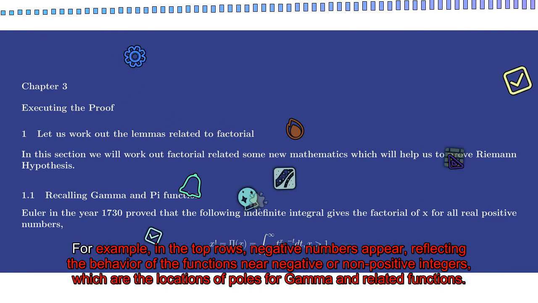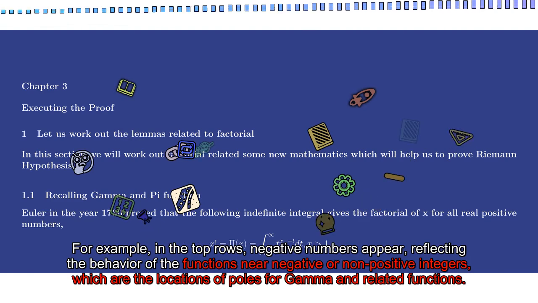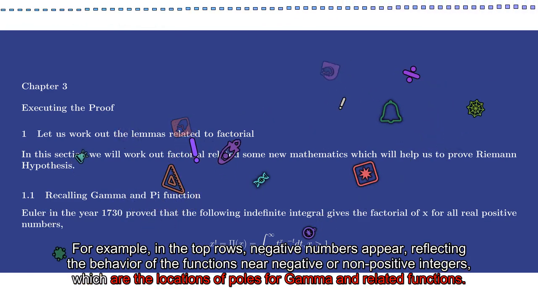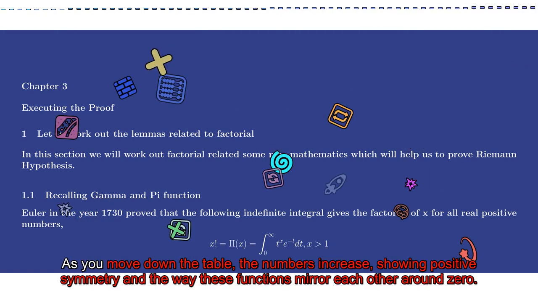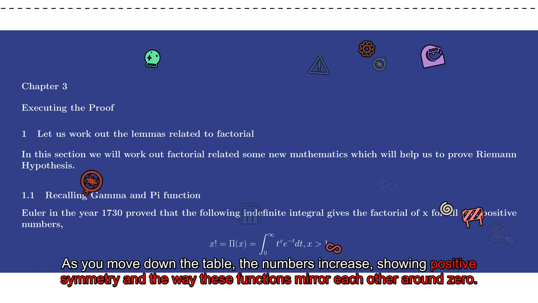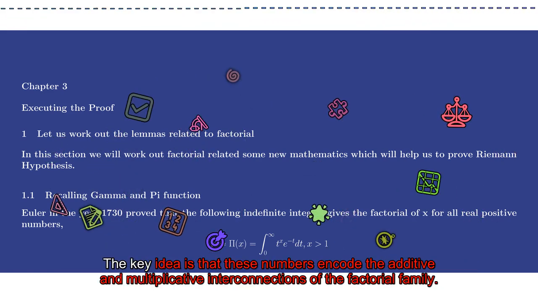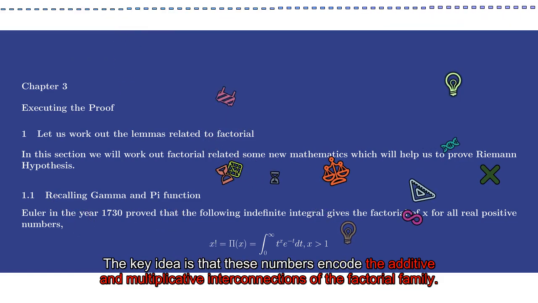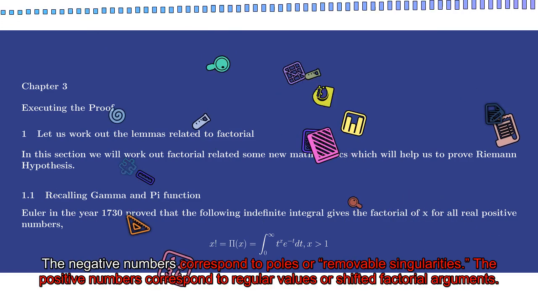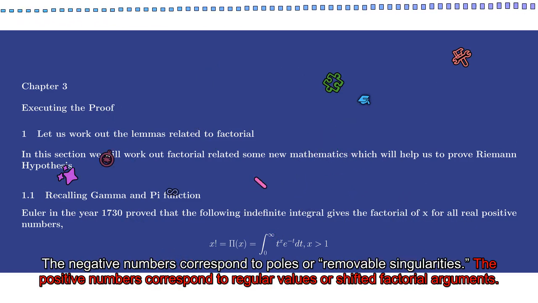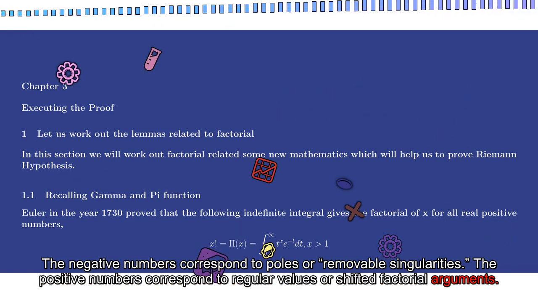repeating pattern. For example, in the top rows, negative numbers appear, reflecting the behavior of the functions near negative or non-positive integers, which are the locations of poles for gamma and related functions. As you move down the table, the numbers increase, showing positive symmetry and the way these functions mirror each other around 0. The key idea is that these numbers encode the additive and multiplicative interconnections of the factorial family. The negative numbers correspond to poles or removable singularities. The positive numbers correspond to regular values or shifted factorial arguments.